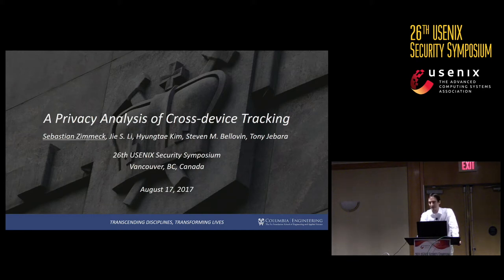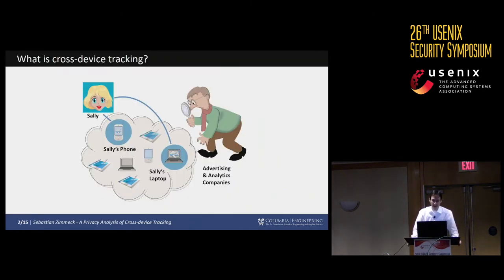So this is work on cross-device tracking. What is cross-device tracking? Cross-device tracking essentially means that analytics companies and advertisers try to identify which of multiple devices belong to the same person. And this has to do with the fact that many people who use the internet use it on multiple devices. And so it reveals a more complete picture of a person if they are able to see all the devices of one person.